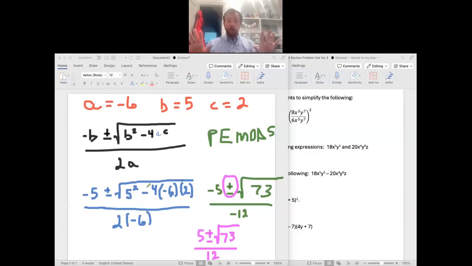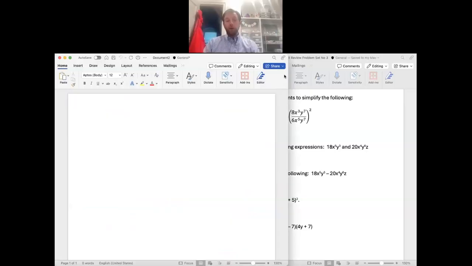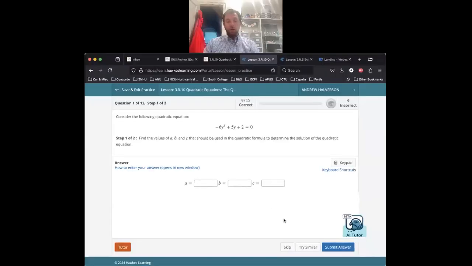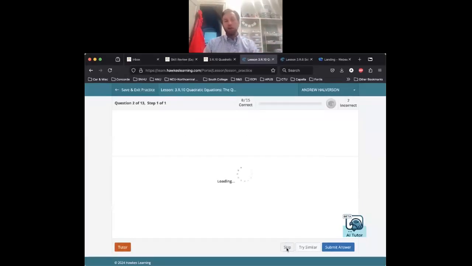So let's review the process. Step 1, you still got to get the right-hand side equal to 0, always, when you're dealing with quadratics, most of the time. Step 2, in this case, quadratic formula, identify your A, B, and C values. Step 3, plug the values into the quadratic formula. And step 4, simplify, using the order of operations. So let's then move to the next problem. Oh, so here they just wanted your A, B, and C, but we just went ahead and did the whole thing. So we're in good shape.